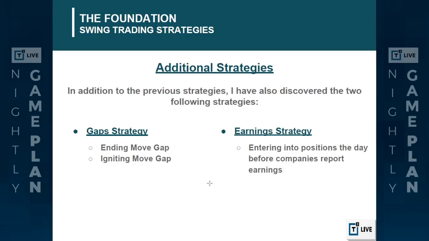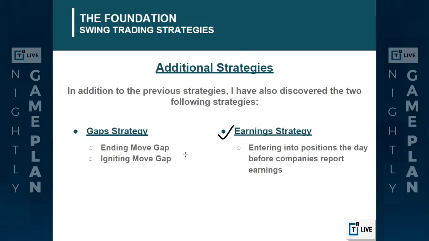Additional strategies, which I personally discovered, in addition to the previous strategies, I've also discovered the two following strategies. One is the gap strategy. And there's two types of gaps: igniting the move, and ending the move, igniting and exhaustion gaps. And then the one that I just started trading recently is the earnings strategy, which requires entering into positions the day before they report earnings, right? Just like Lulu the other day, I was in it short. Yeah, you can use options, of course, if you want. There are advantages and disadvantages to using options to get into earnings plays or swing trades in general.